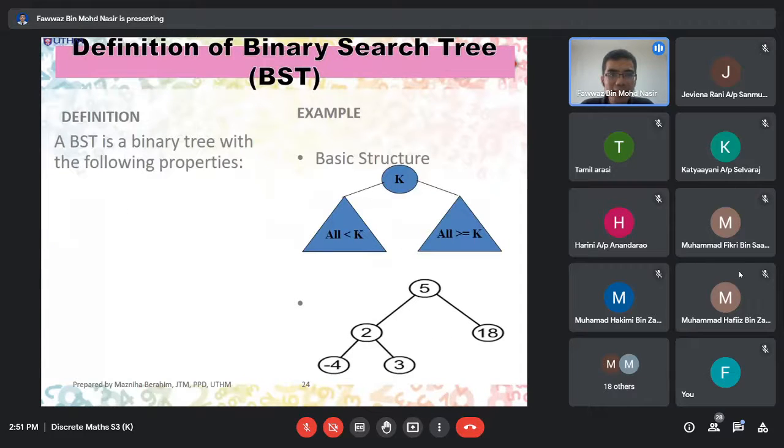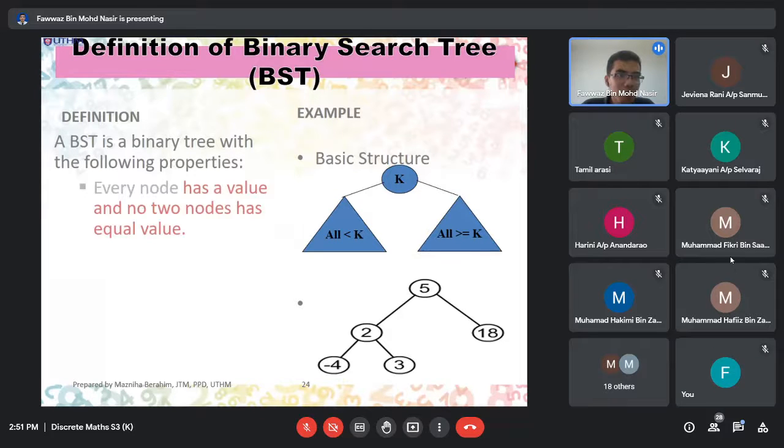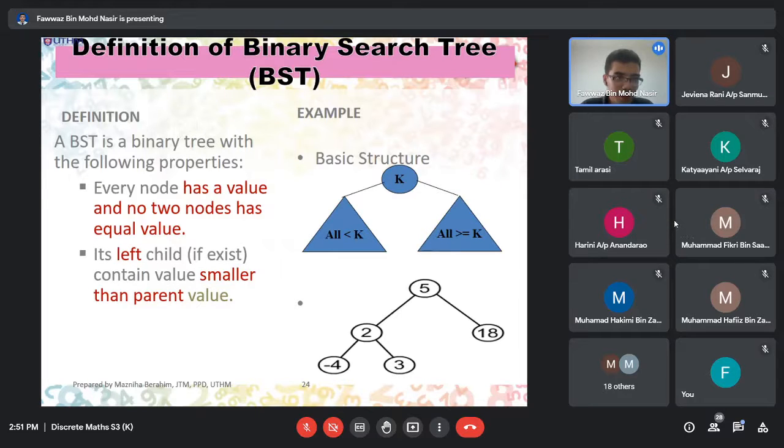Kemudian kita tengok binary search tree pula. Okay, basically a binary search tree is a tree with the following properties. Okay, so the first property is every node has a value and no two nodes have equal values. So setiap node dalam binary search tree or BST have different values. Okay, dia tak boleh ada node yang have the same value. Okay. Then its left child, if exists, contains values smaller than the parent value.